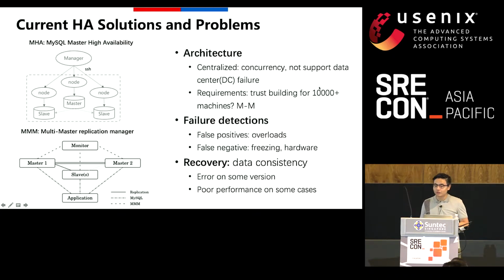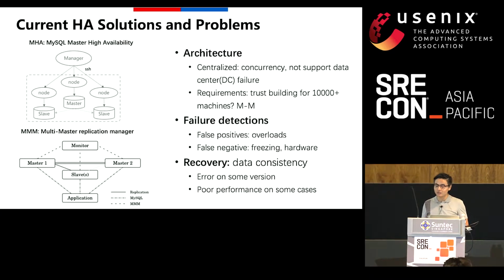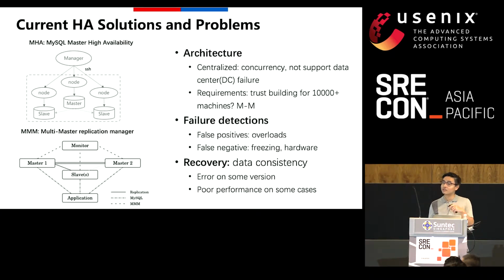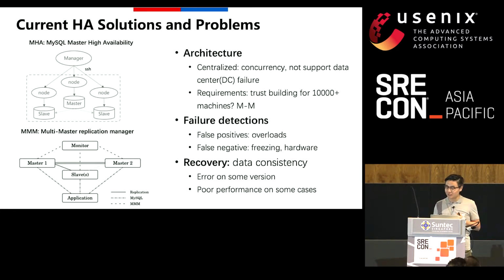Currently, the most popular HA solutions are MHA and MMM. Both of them have some weaknesses. On the architecture, the manager is a single node, which is a risk for fault tolerance and does not support data center faults. The concurrency is also limited by the centralized architecture. On failure detection, they just ping the port or send simple queries like select 1. This may lead to misjudgment on overload, or ignore some hardware faults. And it is so difficult to distinguish dead from freezing.